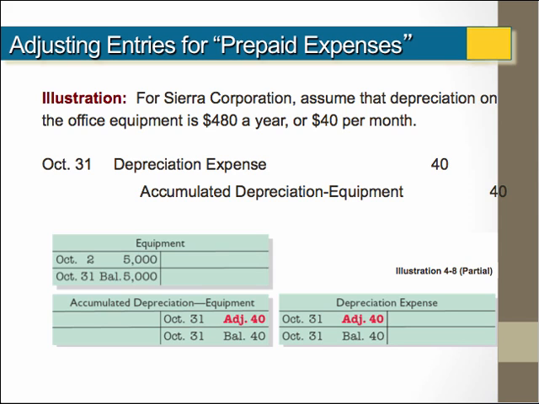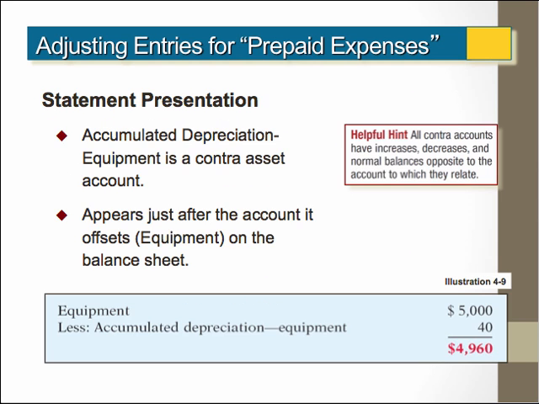The term accumulated depreciation is known as a contra asset account. When we present depreciation of a long-term asset such as equipment, we want to show the equipment at its cost and then net the amount of the accumulated depreciation to give us what we call net book value.